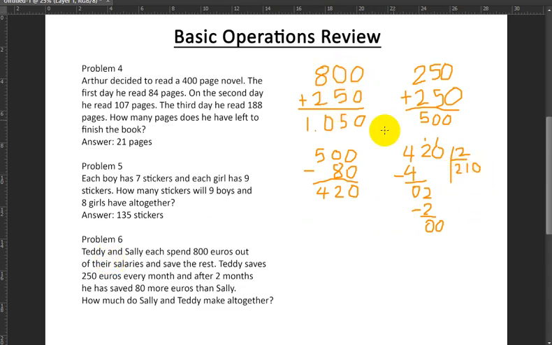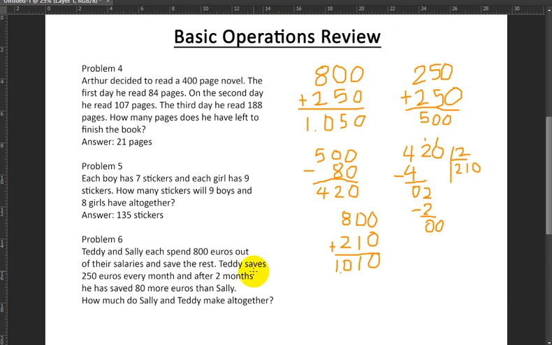Plus the 800 that she spends will give me the total amount of money that she makes. This is a long one. You just need to follow the steps. Put the pieces together. So she makes 1,010 euros per month, right?